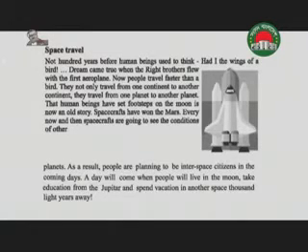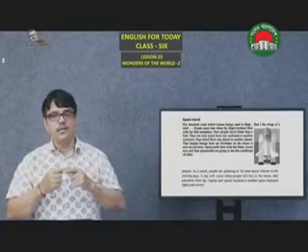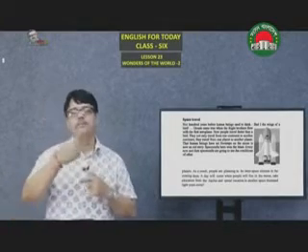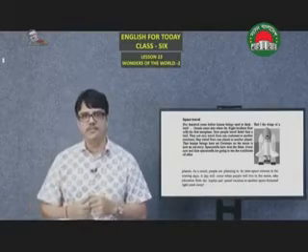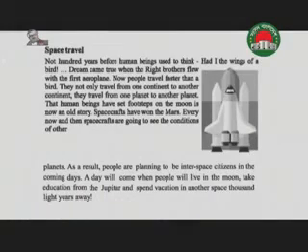Every now and then, spacecrafts are going to see the conditions of the other planets. The scientists are thinking how they can go other planets like Jupiter, like Neptune. As a result, people are planning to be interspace citizens in the coming days.